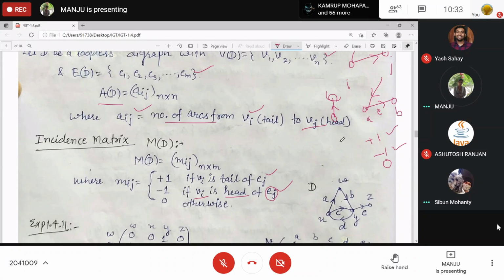Got it? Okay, ma'am. One vertex cannot be both, no? It is loopless, so this vertex cannot be head as well as tail. This kind of scenario is not present. No loop. That's why it is either head or tail, or nothing. Nothing means 0. Clear?